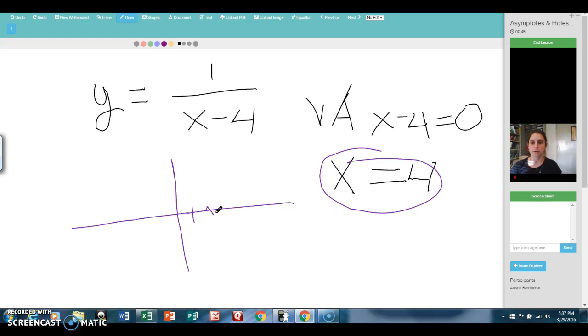So we need to make sure that we write it as x equals, as an equation. So here we go, 1, 2, 3, 4. This is my vertical asymptote. We haven't talked about horizontal yet, but it is here at 0.